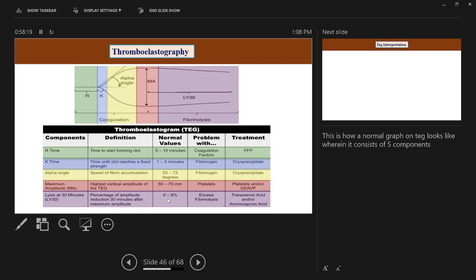So lysis at 30 minutes. This is the percentage of decrease in the amplitude; as you can see, after about 30 minutes the amplitude has decreased. This decrease in amplitude should be between 0 to 8% from that of the maximum amplitude. If the amplitude is decreasing much more than that, that means there is excessive fibrinolysis, as we have seen in AICF.